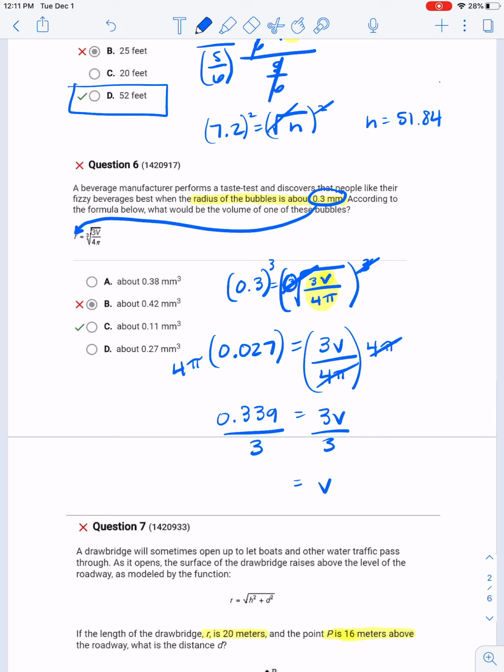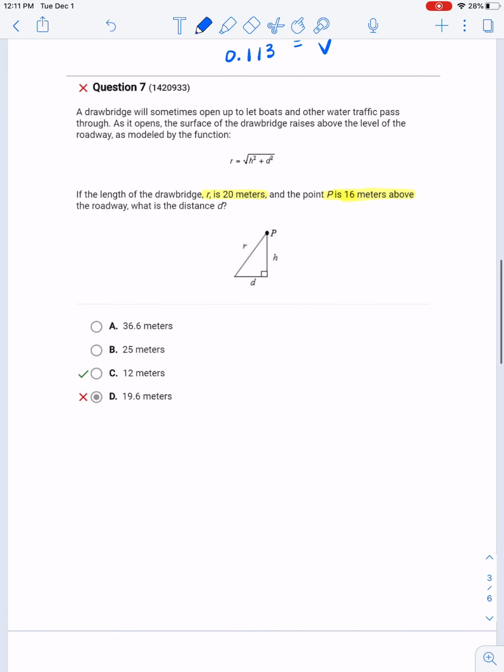And I get v equals 0.113. It's volume, so that's why it's millimeters cubed, to the third power, okay? Okay, we'll do a couple more here.